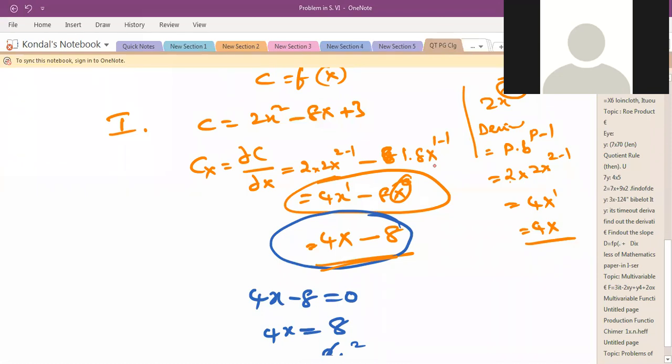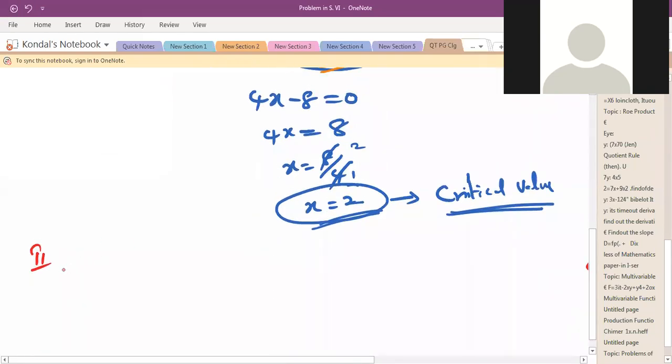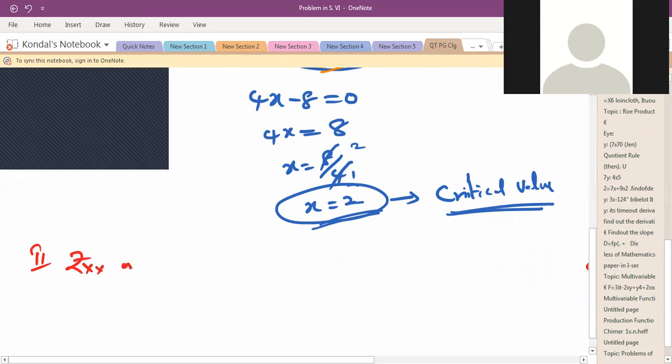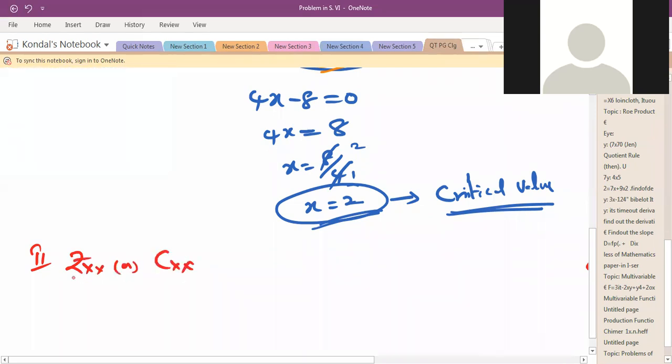So next we will go to the second order. What is second order? Second order partial derivative must be obtained. Earlier we had ZXX, today we have CXX, right? CXX means dou CX by dou X, the rate of change in CX due to change in X. We need to find it from the first order. What is CX here?